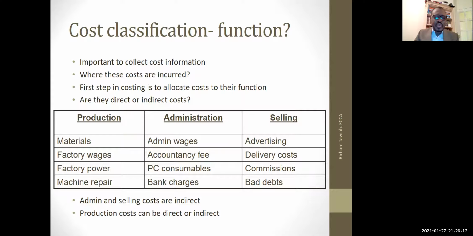The question is, how do we know which unit incurred which cost? So examples are given. Production, make sure they are all related to the product, okay? So administration, usually overheads, indirect. Selling and distribution could also be usually overheads, okay? First step in costing is to allocate these costs to the functions, to the departments, and ask yourself, are they direct or are they indirect? Admin and selling, like I said, are usually indirect. Production costs could be both direct and indirect.